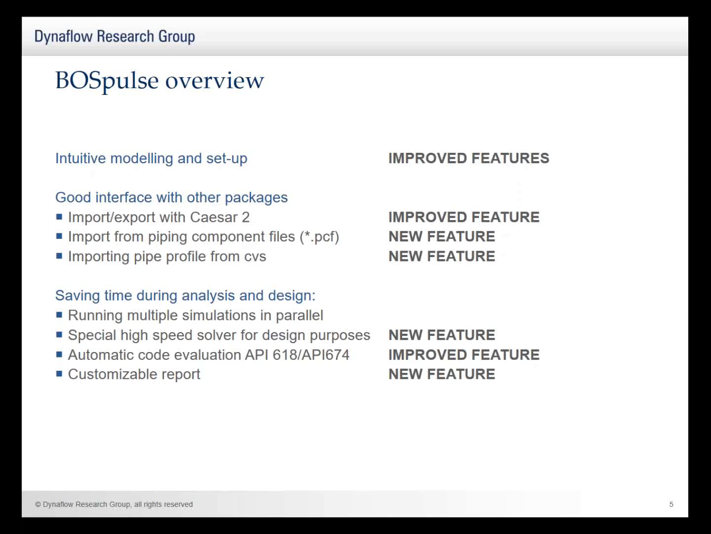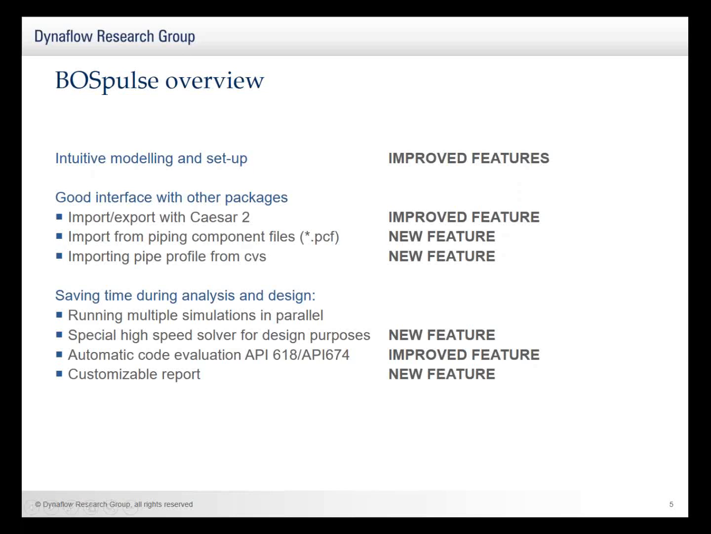Another thing, one of the key elements of BOSpulse, is saving time during analysis and design. This also came into play because we use it a lot, and so we're continuously improving our workflow. So you can run multiple simulations in parallel. If you have a multi-core laptop or a computer, which most people have these days, you can run multiple simulations. So that saves a lot of time.